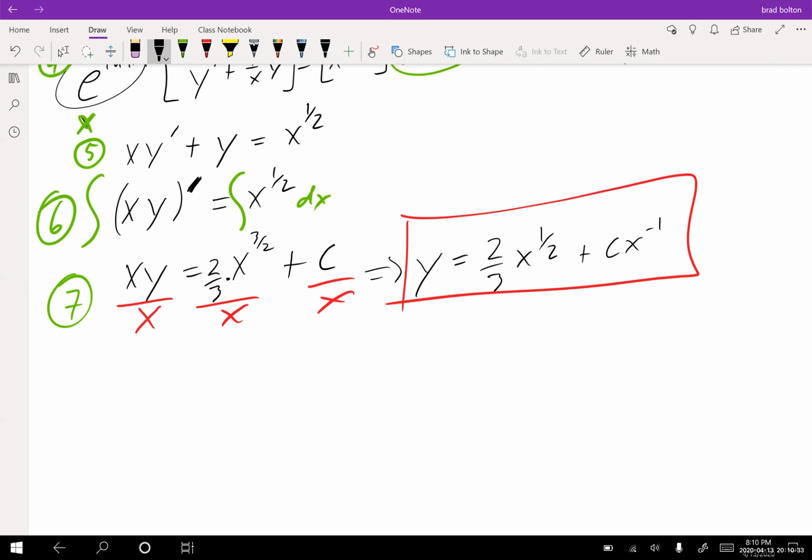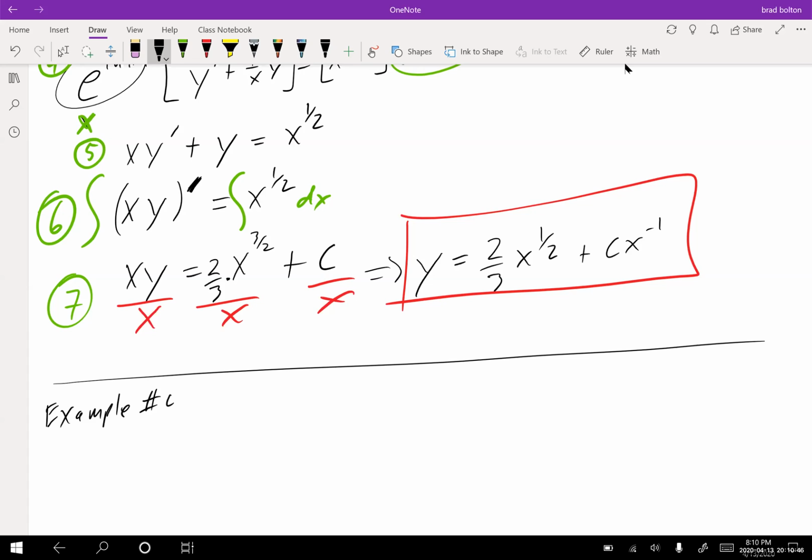Okay, so we've got this one. Ooh, this one looks tough. Let's see what we got here. So this will be example 4. So example 4 says solve 1 plus x squared y prime plus 3xy equals 6x.